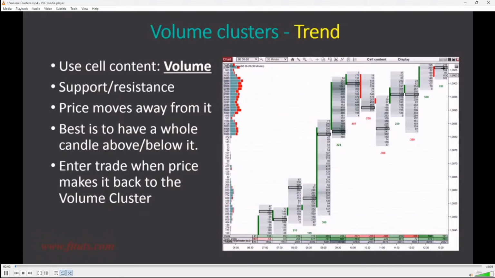I'm going to be talking about the first strategy. I call it the volume clusters. You can trade this just with the order flow, nothing else is needed. It is a standalone strategy. I prefer to use this strategy on 5-minute charts and also on 30-minute charts.